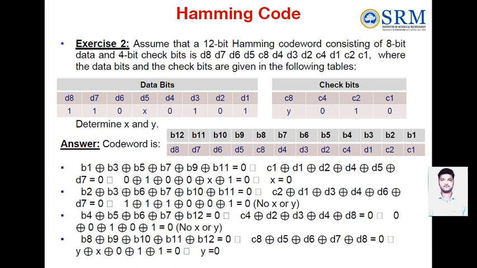The only thing to remember: Hamming code can correct up to 1 bit position and detect up to 2 bits. Sorry, 1 bit position correction, 1 bit position.